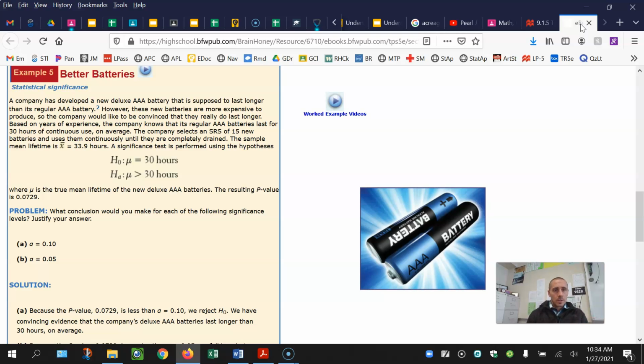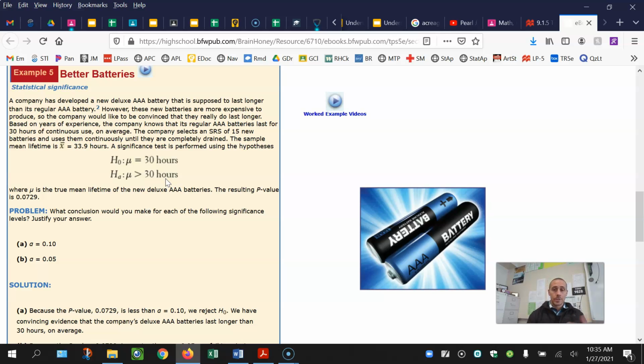Okay. For type 1 error, that means the null hypothesis is true and we reject it, meaning we find convincing evidence that the batteries last more than 30 hours when in fact they only last 30 hours. That's type 1 error. Type 2 error, we fail to reject the null, so we don't find convincing evidence for the alternative when indeed the alternative is true. So here that would mean that we don't have convincing evidence the batteries last longer than 30 hours, when in fact they do last longer than 30 hours.